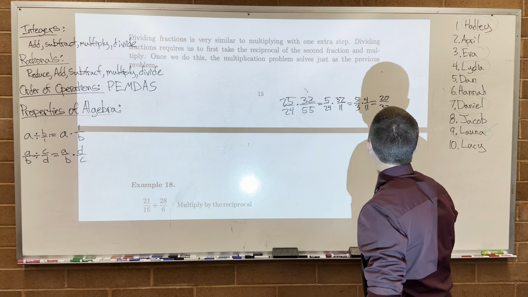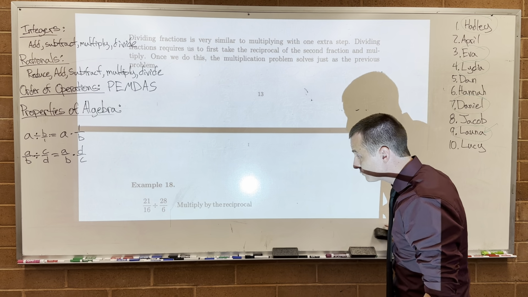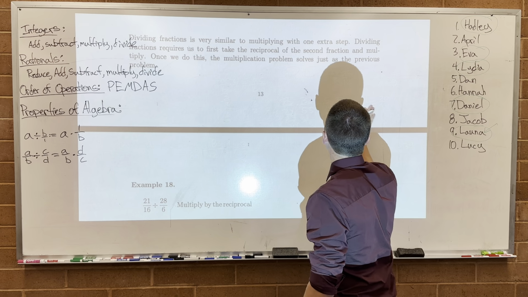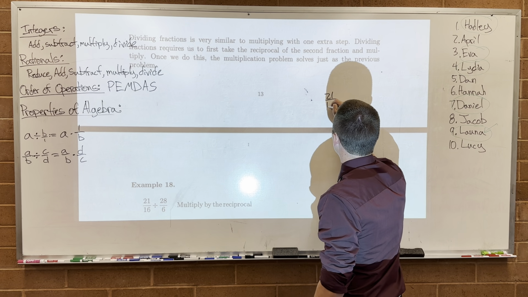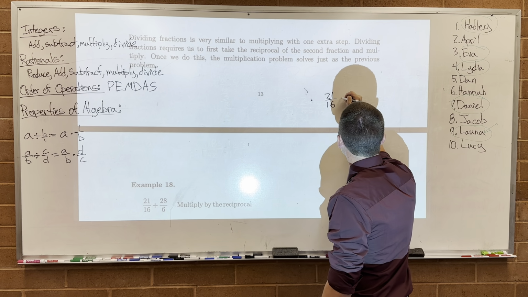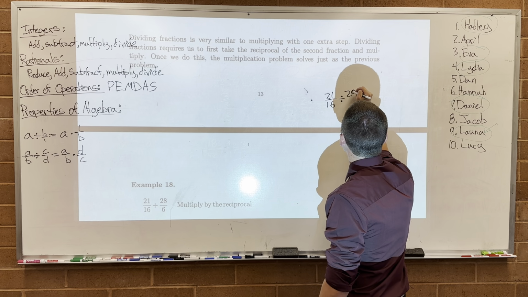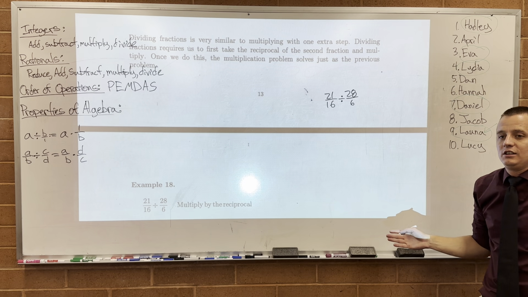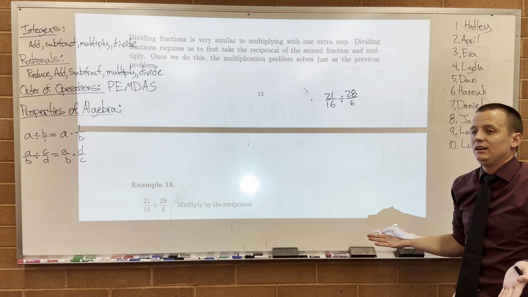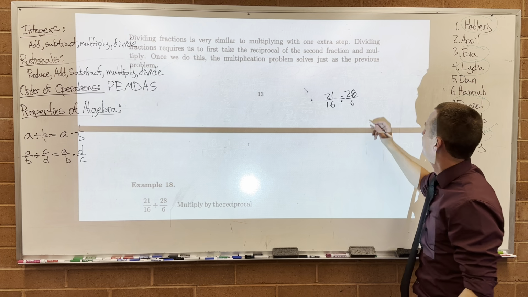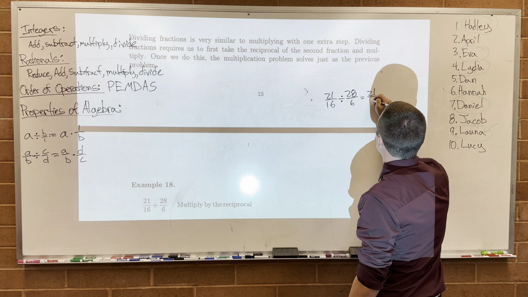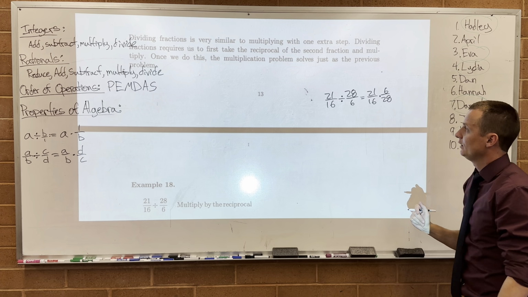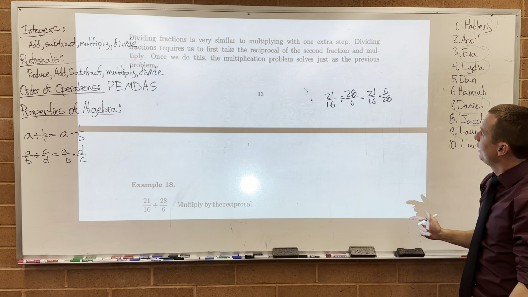Dividing. 21 over 16 divided by 28 over 6. 21 over 16 divided by 28 over 6. Now, dividing is the same thing as timesing by the reciprocal. So this is the same thing as 21 over 16 times the reciprocal. Right? And now we look for cross-canceling.